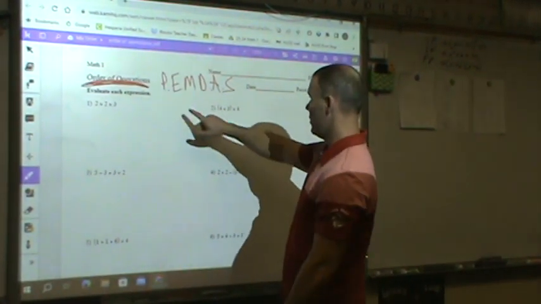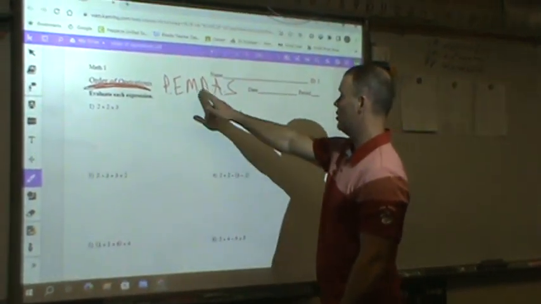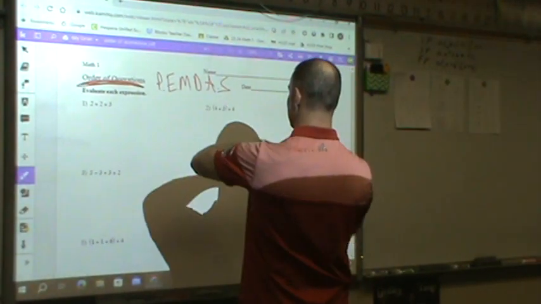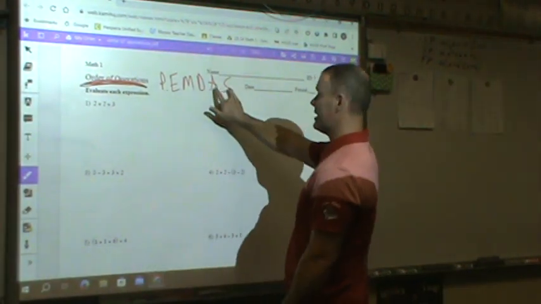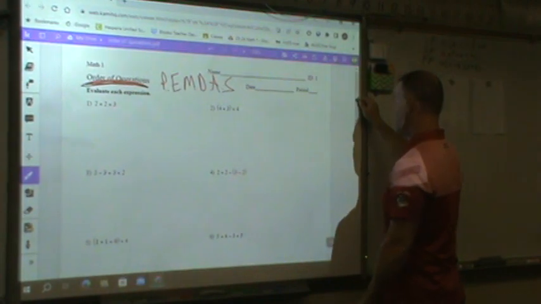Then we want to do exponents, multiplication and division from left to right, always from left to right. Addition and subtraction, lastly, from left to right. We always want to do that.